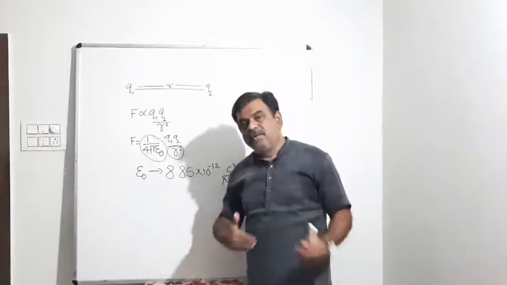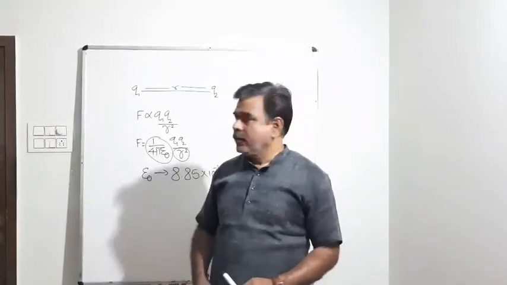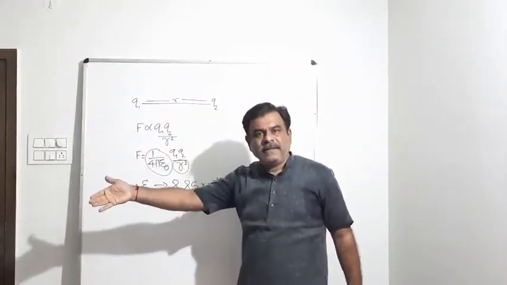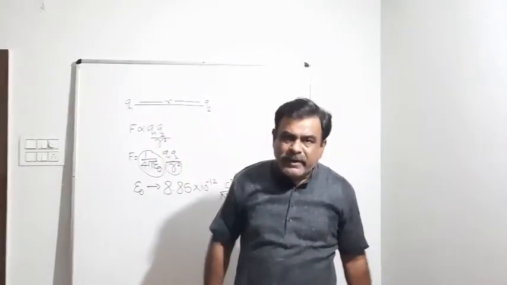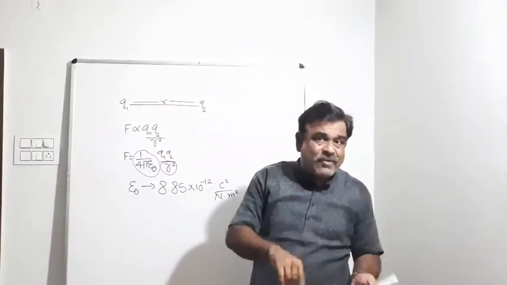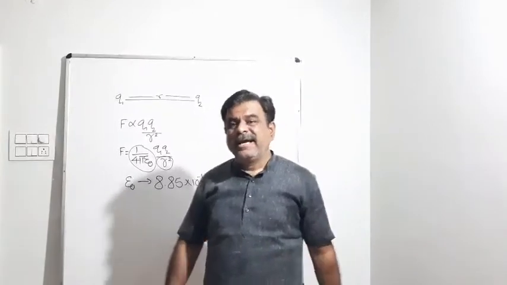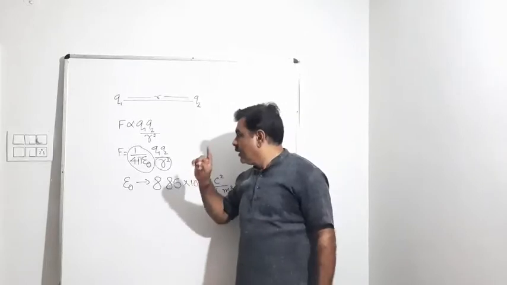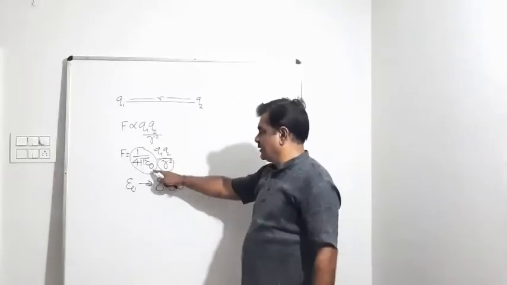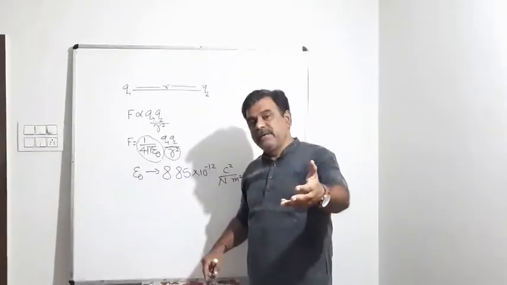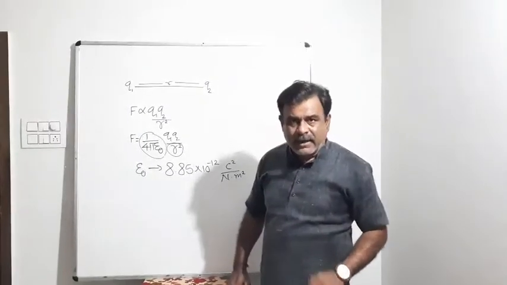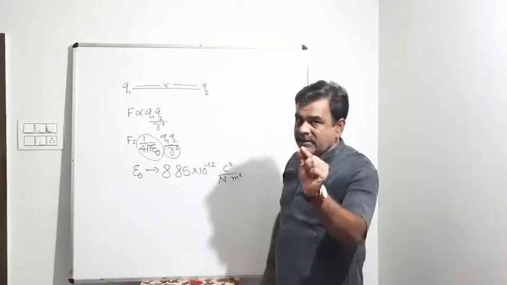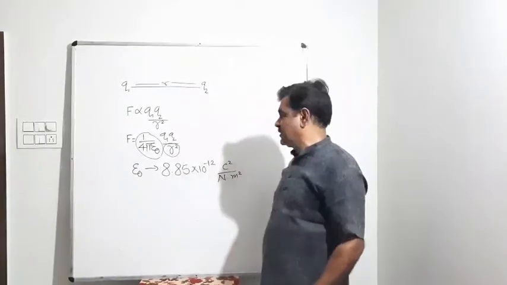At the same time, what is the difference between the two? The electrostatic force between two charges can be either attractive or repulsive. As far as gravitational force is concerned, it is always attractive. First difference: gravitational force is only attractive, while electrostatic force may be attractive or repulsive. Similarity: both are inverse square laws of distance.